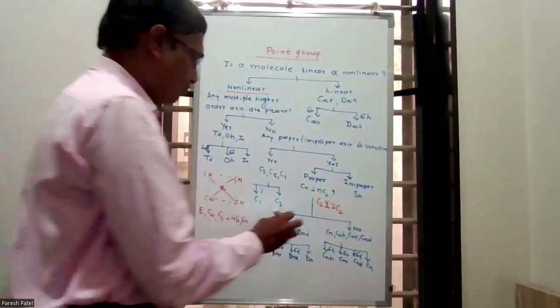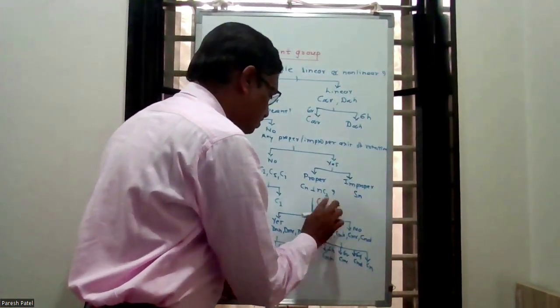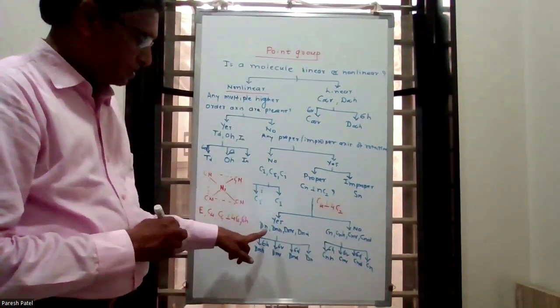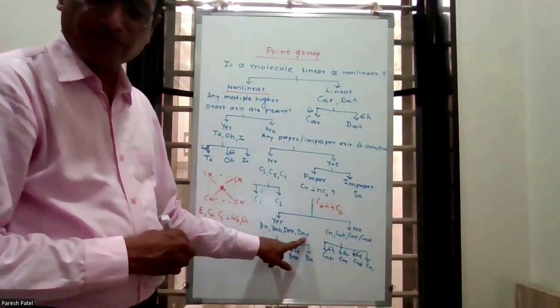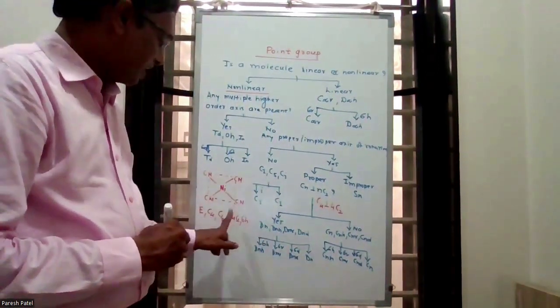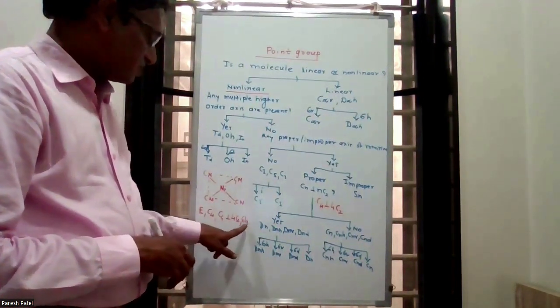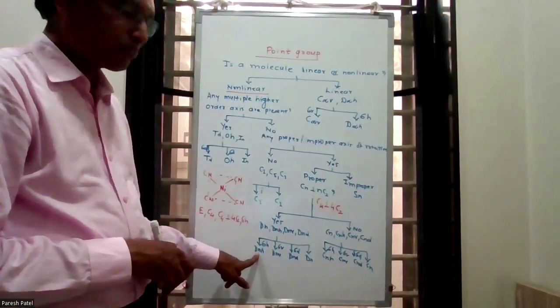It means we have to check whether C4 is perpendicular to 4 C2s. Yes. So we have to go for the D option. It means D4, D4h, D4v, or D4d. But in case of the NiCN4 minus 2 complex, sigma h is present. It means the point group is D4h.